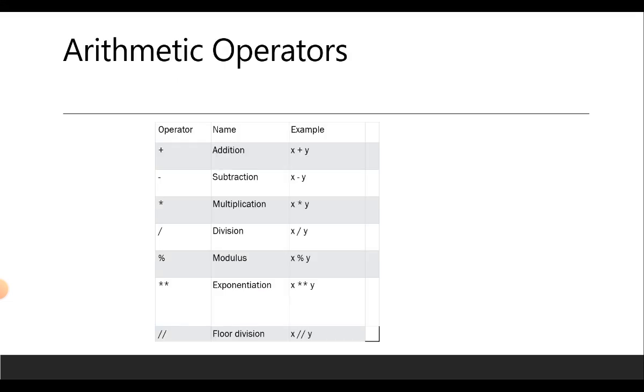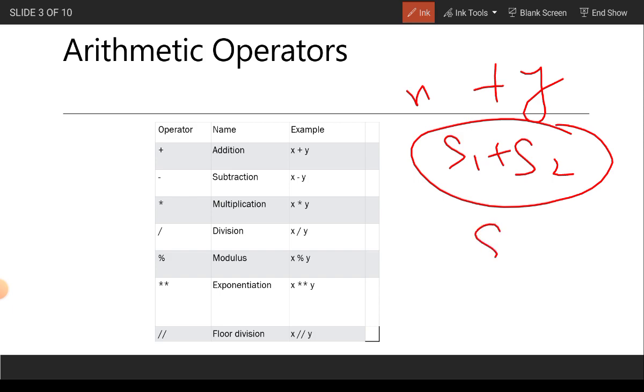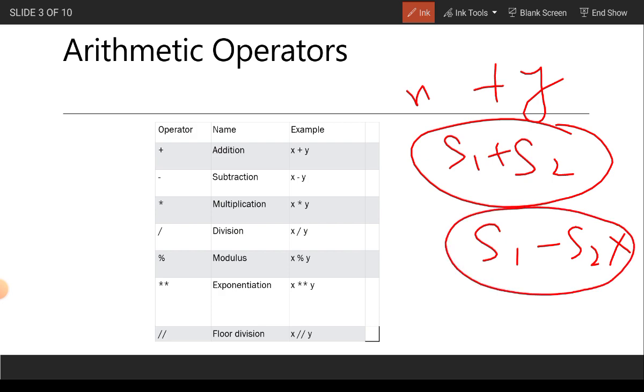So what are the arithmetic operators? We have already discussed: arithmetic operators are used to perform arithmetic operations like plus, minus, multiplication, division, modulus, exponentiation, and floor division. If we want to add two numbers, we will just simply do x plus y. It will be added. And suppose we want to add two strings. In this case we can also do s1 plus s2. This works, but subtraction s1 minus s2 does not work. Subtraction of two strings does not work, but addition of two strings works.